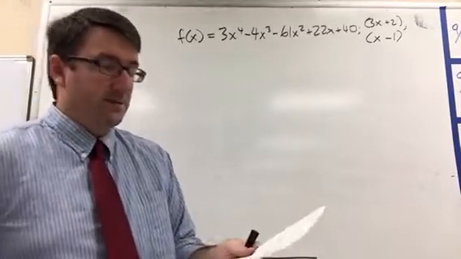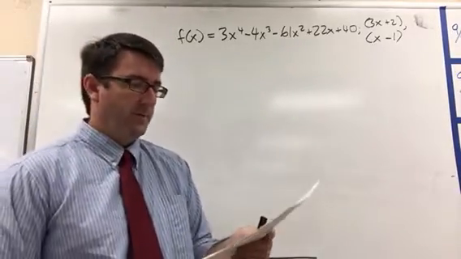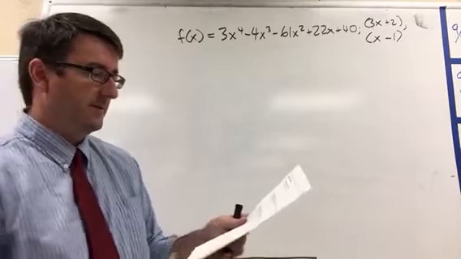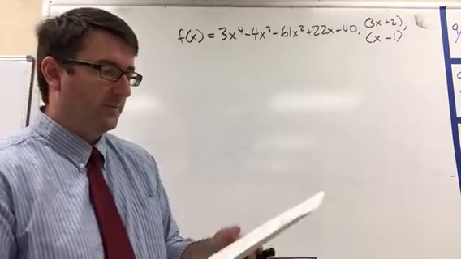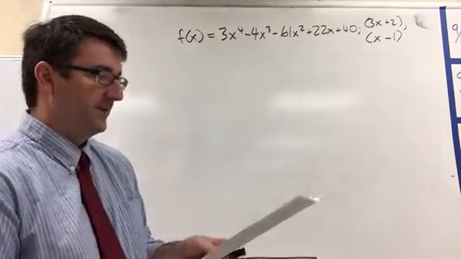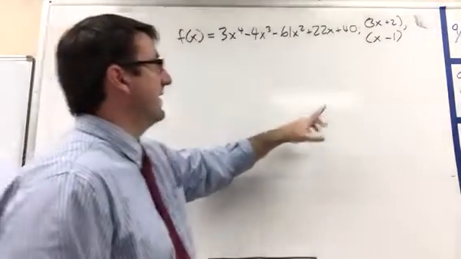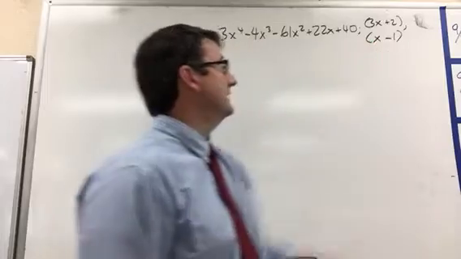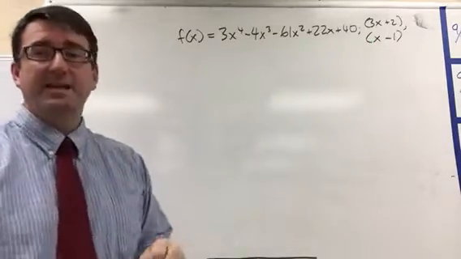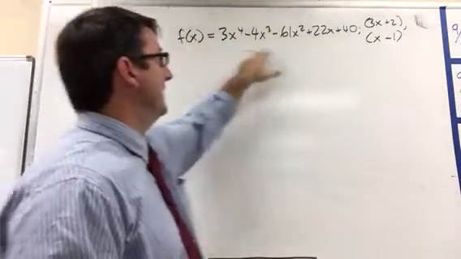Number 13 says use the factor theorem to determine if the binomials given are factors of f of x. Use the binomials that are factors to write a factored form of f of x. So the binomials that it's talking about are these two. We've got two binomials that were given as possible factors of f of x.